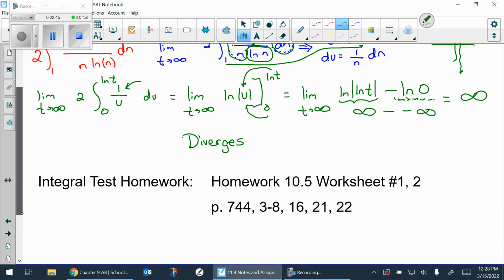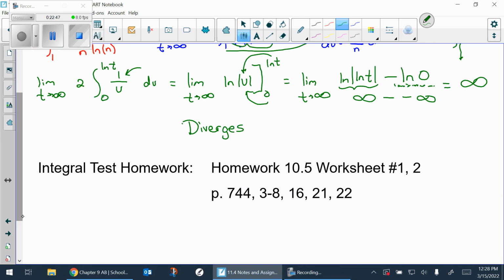Now, practice this stuff. Worksheet 10.5, these two questions. And then in the book on page 744, we've got a few more. And please have these completed by the time we get together again.